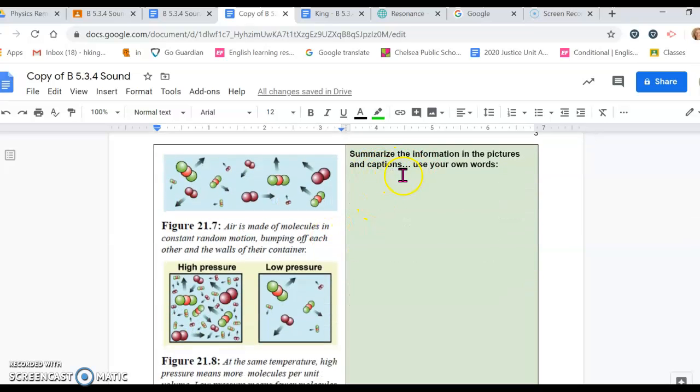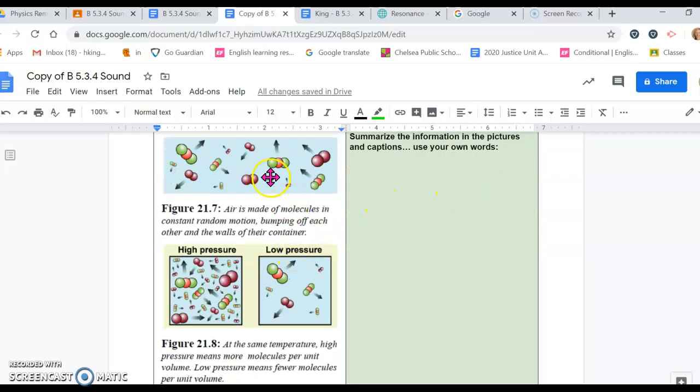Notice here, Mr. Lynch wants you to summarize the information in the pictures and captions, using your own words, okay? So I see this picture here.